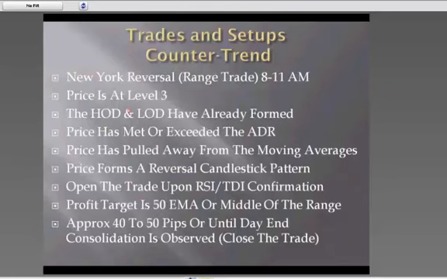Shark fin high, shark fin low, blood in the water. Back under the water, right? The profit target is the 50 EMA, or about the middle of the range, approximately 40 to 50 pips, or until day-end consolidation is observed. Close the trade. If you happen to identify the weekly reversal while you're in that cycle, convert that trade to a swing. Simple. Get your stop out in front, convert it to a swing.